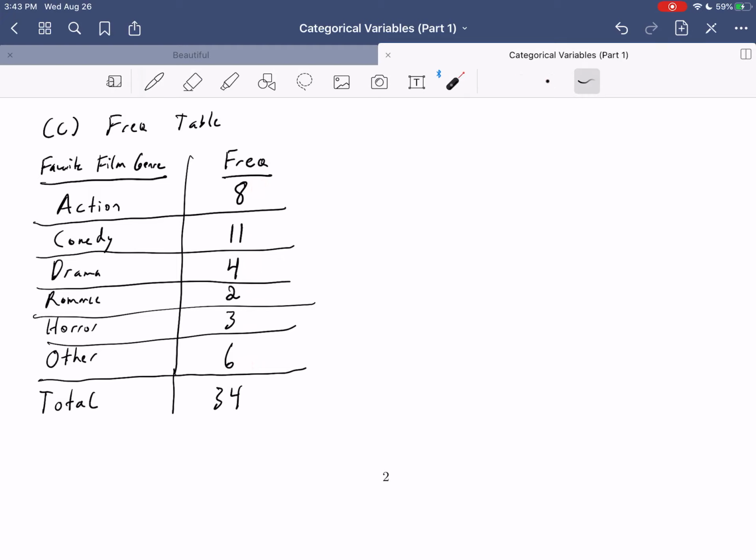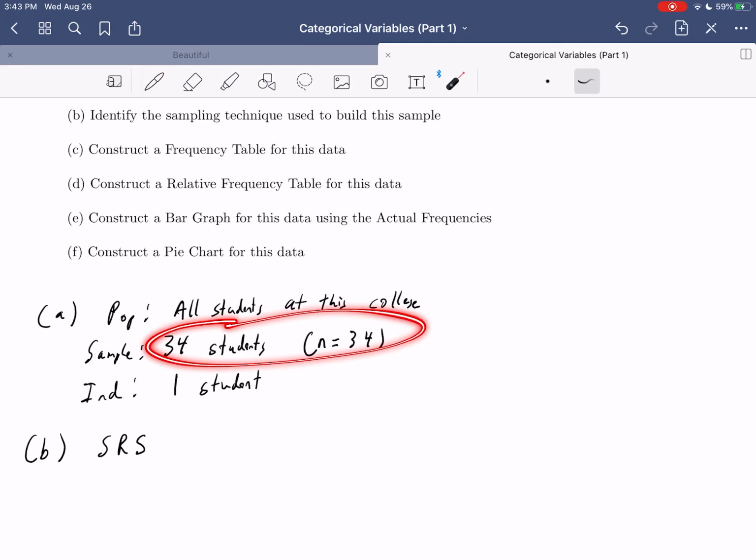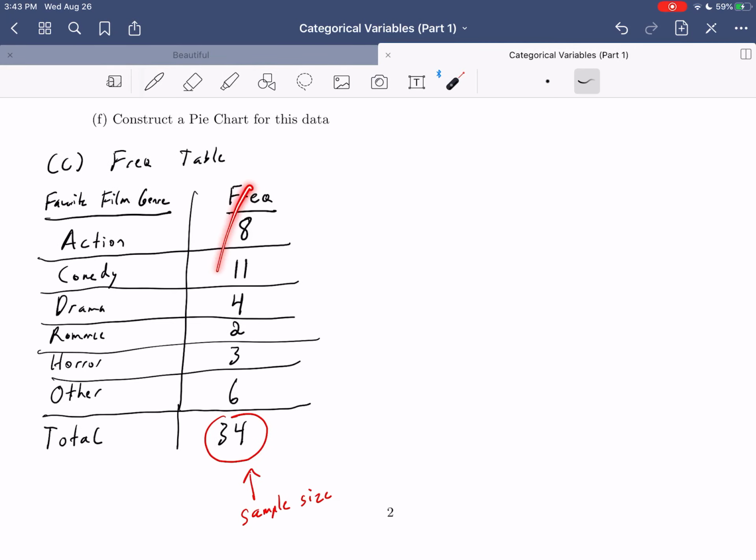What do we notice about this 34 here? Well, of course, the total in this situation is also our sample size that we noted in the beginning here. If we go back over here, notice we noted that there were 34 students who responded, so our n was 34. It should not be a surprise that the sum of all the frequencies is equivalent to the sample size. Again, that hinges on the fact that we had everybody choose their favorite genre, so they were only able to give one response.